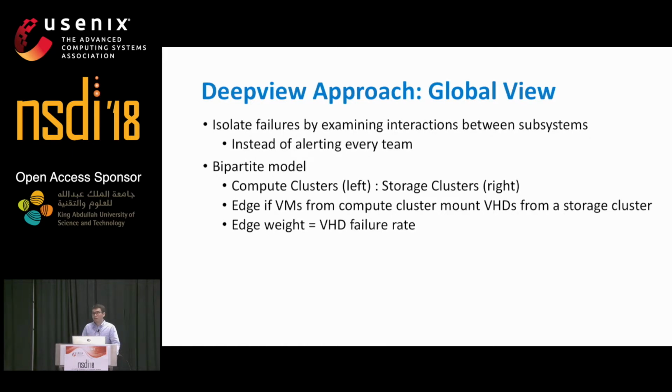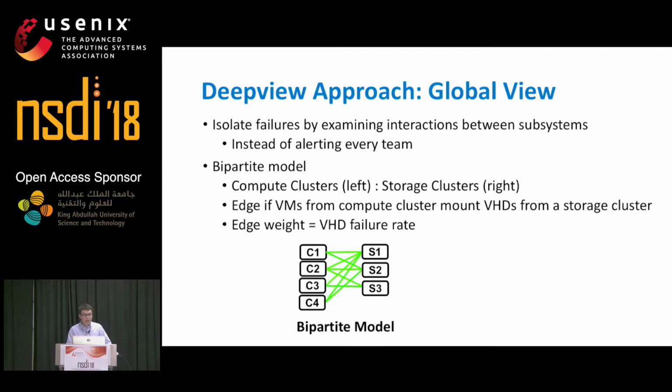Our key insight is that rather than asking SREs from different teams to check for local anomalies, what we should do is to take a global view instead, by examining interactions between different subsystems. Let me use a very simple bipartite model to explain the intuition. Let's put the compute clusters on the left-hand side, and the storage clusters on the right. We will join an edge if there are VMs from a particular compute cluster that mount VHDs from another storage cluster. And for each edge, we'll compute a weight, which is basically the fraction of VMs that have crashed due to VHD access failures for a given window of time.